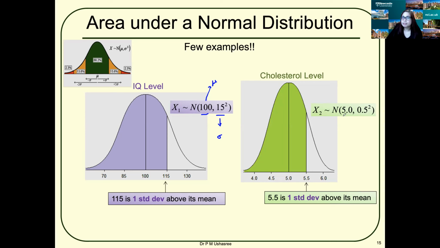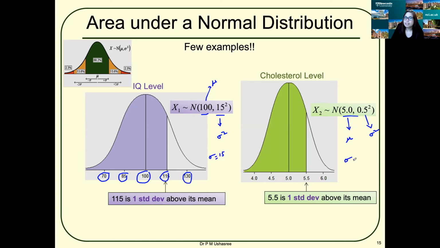Similarly, for this example, 5 is the mean and 0.5 is the sigma. Let me write it as sigma squared so that you don't get confused. The mean is 100, and sigma squared is 15 squared, so sigma is 15. So 100 plus 15 is 115, 115 plus 15 is 130, 100 minus 15 is 85, and 85 minus 15 is 70. Similarly, here sigma is 15, so you can add 15 each time.